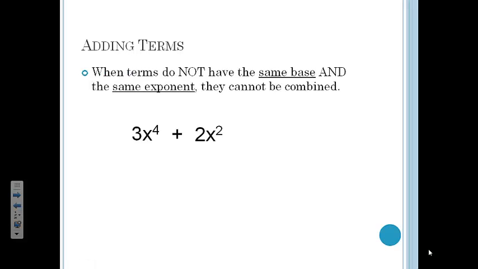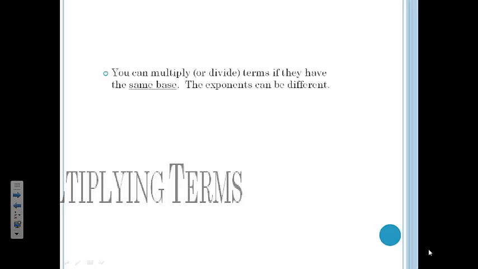When terms do not have the same base and the same exponent, they can't be combined. So therefore, 3x to the 4th plus 2x squared, they are different. They cannot be combined. That is a big no-no. Right? They don't go together. So we leave them the way they are.